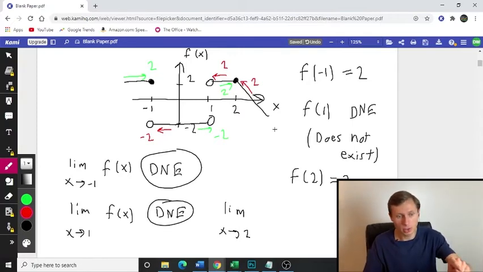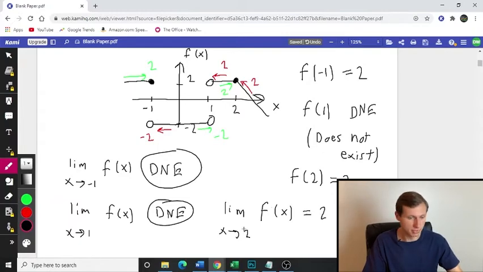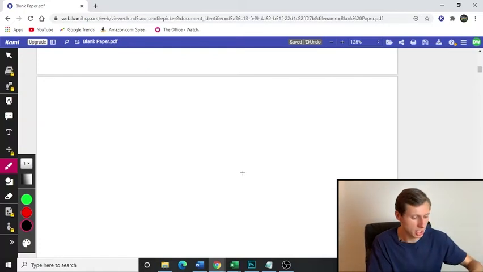That could be an open circle there. It does not matter because we just care about what value it's approaching. And it's approaching the same number from both sides. So we can say the limit of f of x is equal to +2. Okay, now let's look at an even tougher example.